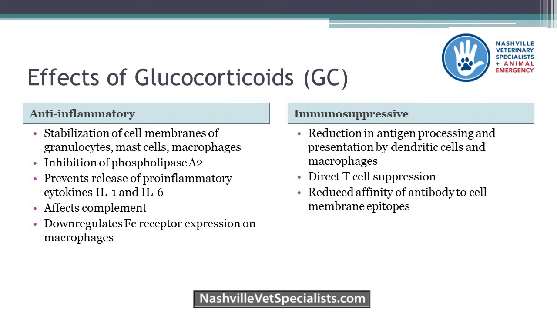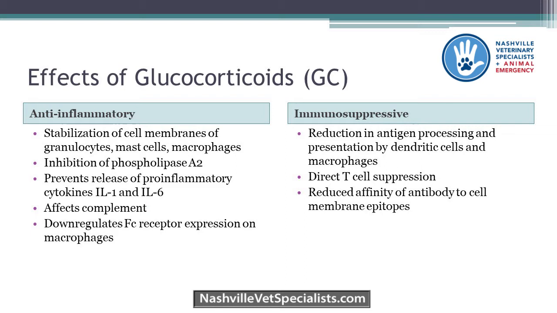But effects of glucocorticoids, this is a little bit dense as well, but I just want to give you guys a good idea of how many things they're doing. And this is only in regards to the immune system. At our anti-inflammatory doses, it's going to stabilize the cell membranes of our granulocytes, our mast cells, and our macrophages. So if you think about the key players in inflammation, stabilizing all those guys, we're going to inhibit phospholipase A2, which is going to shut down that arachidonic acid pathway as well as its metabolites that are pro-inflammatory. It's going to prevent release of really important cytokines like IL-1 and IL-6. It's going to affect the complement, which is another important aspect of the innate immune system. And it's going to downregulate the Fc receptor expression on our macrophages.